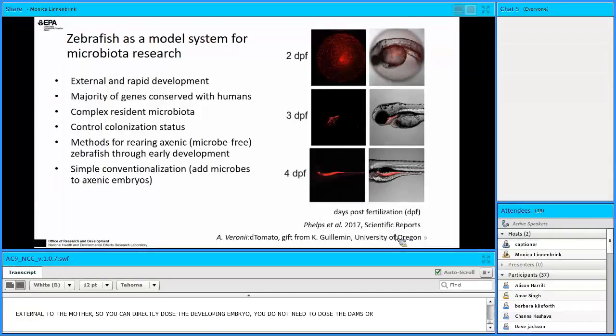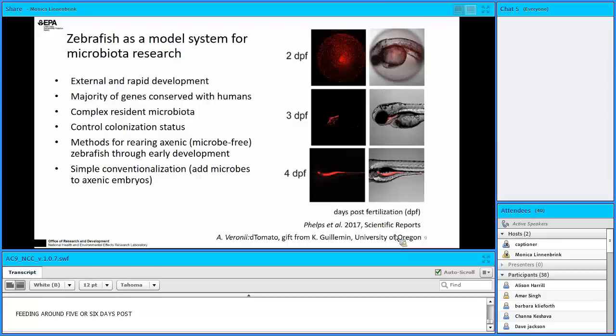And development occurs rapidly. So this organism goes from a single fertilized cell to an organism with a body plan with a beating heart in just over a day. Organogenesis is complete by 3 days of life. They contain every organ that we do except for stomach and lungs. And they begin independently feeding around 5 or 6 days post-fertilization.